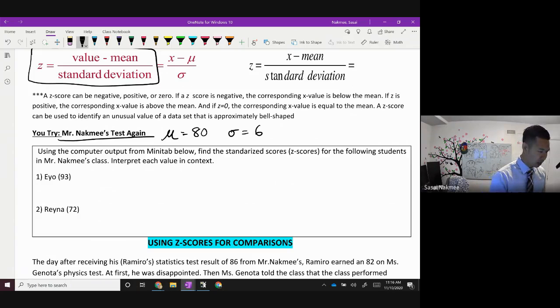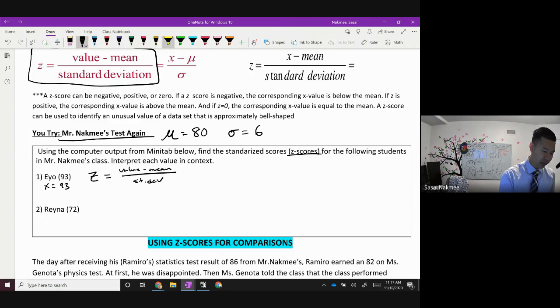So let's go over here. I'm looking at AO's score, and AO's score here is 93. I want to calculate his z-score. So his z-score is going to be equal to the data that we're looking at, the value that we care about, minus the mean, divided by the standard deviation.